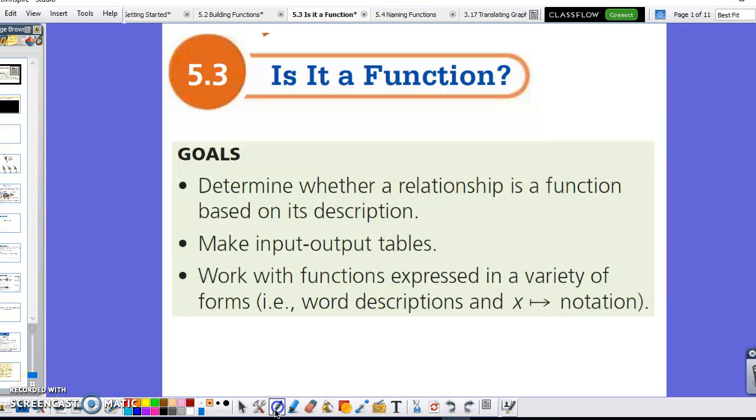Alright, this video is an introduction to Chapter 5, Section 3, Is it a function? So, in this lesson we finally get to this definition of a function and what it means when we're talking about functions. The big goal here is to determine whether a relationship is a function based on its description, and that's what in this video I'm really going to focus on.